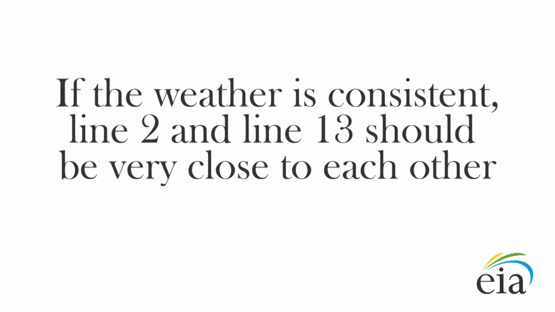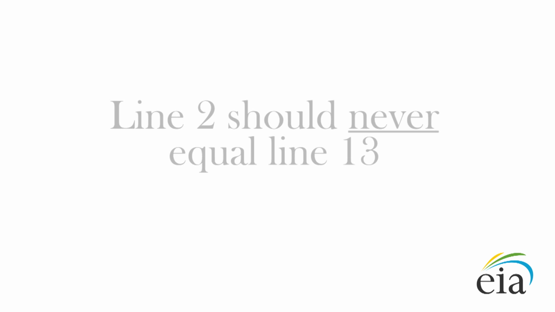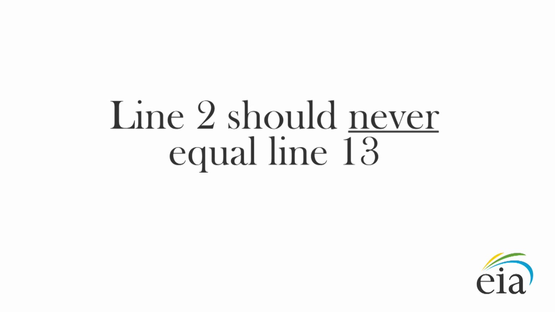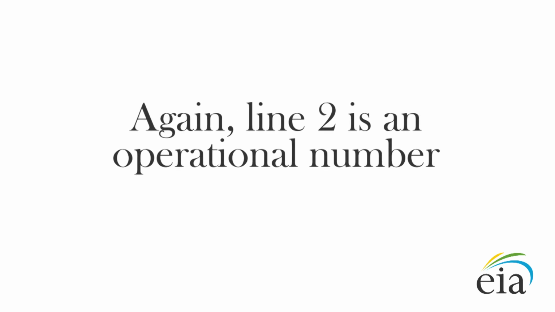And if the weather is consistent from month to month, line 2 and line 13 should be very close to each other. Line 2 should never exactly equal line 13, but if your company is reporting unbilled estimates, we expect lines 2 and 13 to be relatively close to each other, typically within 5%. Again, line 2 is an operational number. It is not the sum of lines 3 through 12.